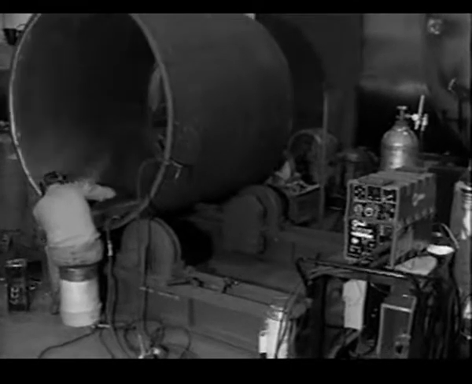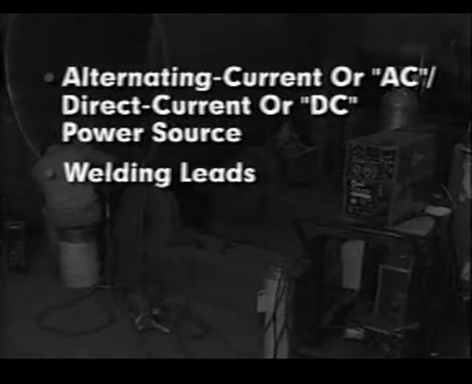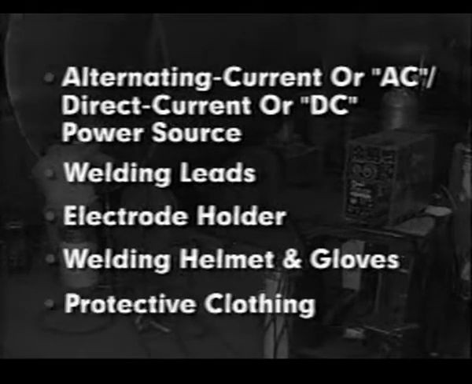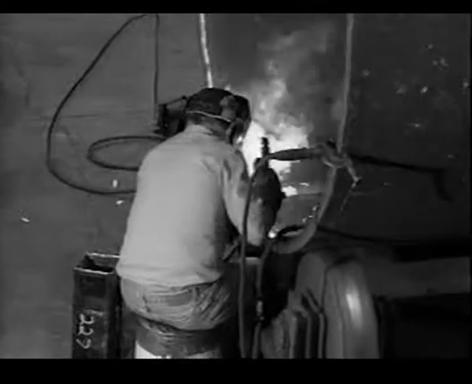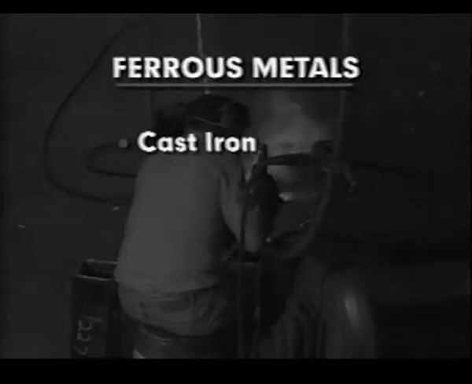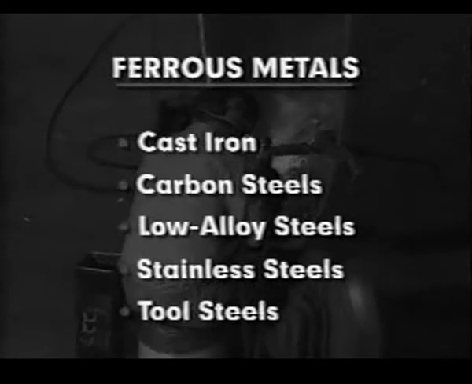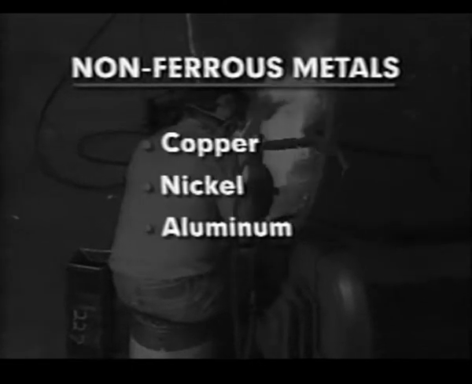The equipment required for shielded metal arc welding includes either an alternating current or AC, or direct current or DC power source, welding leads, an electrode holder, welding helmet and gloves, and protective clothing. The process is effective for welding ferrous metals such as cast iron, carbon, low alloy, stainless, and tool steels, and non-ferrous metals including copper, nickel, aluminum, and their alloys.